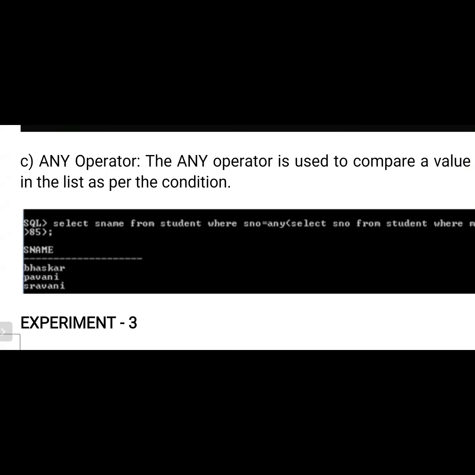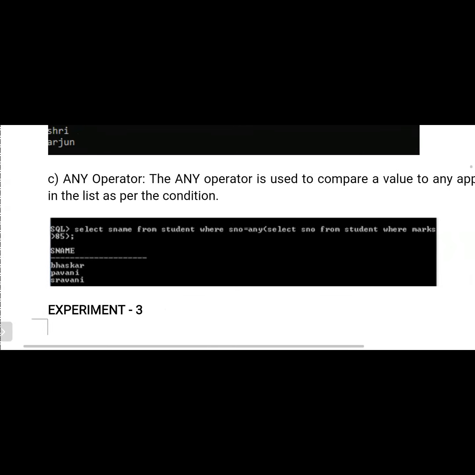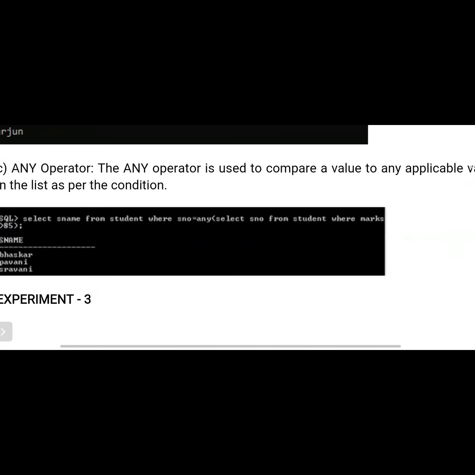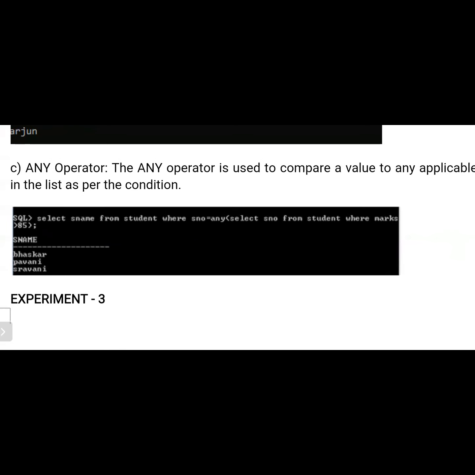So the next one is the ANY operator. The ANY operator is used for comparison, one of the comparisons. That means when we are working with a query within a query, so that means either subqueries or nested queries, then we can use this ANY. Okay, if you observe here, the ANY operator is used to compare the value to any applicable value in the list as per the condition. So that means here we are comparing with some list.